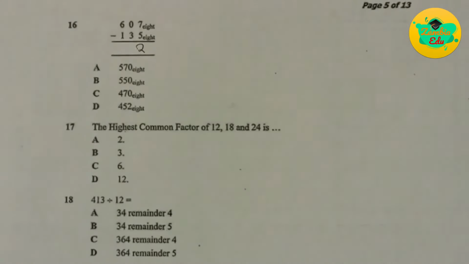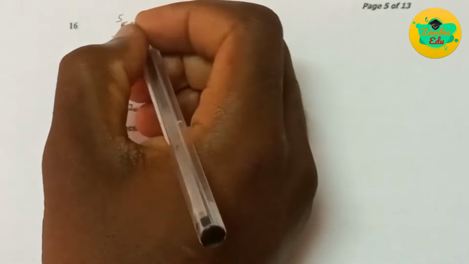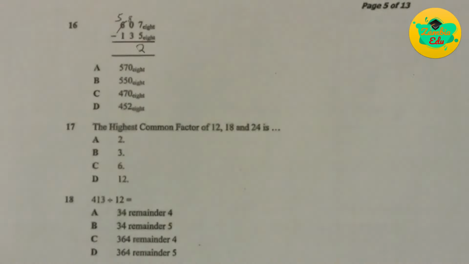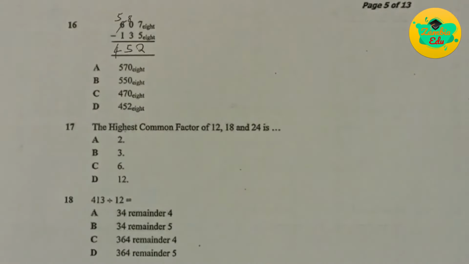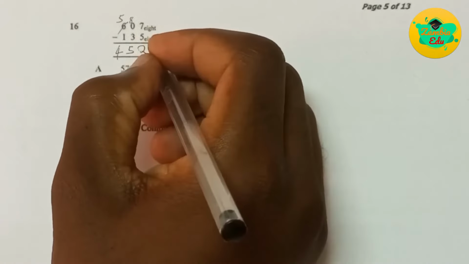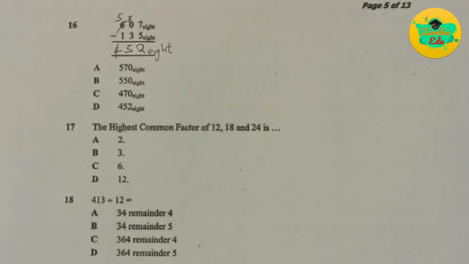0 take away 1. It can't. So we borrow from 6, which means a 5, and that becomes 8 there. We've borrowed 1 eight. So 8 take away 3, that is 5. Then 5 take away 1, that is 4. And we see our answer being in base 8 in that way. And we see 458 base 8 as our answer, which we're able to see on option D.